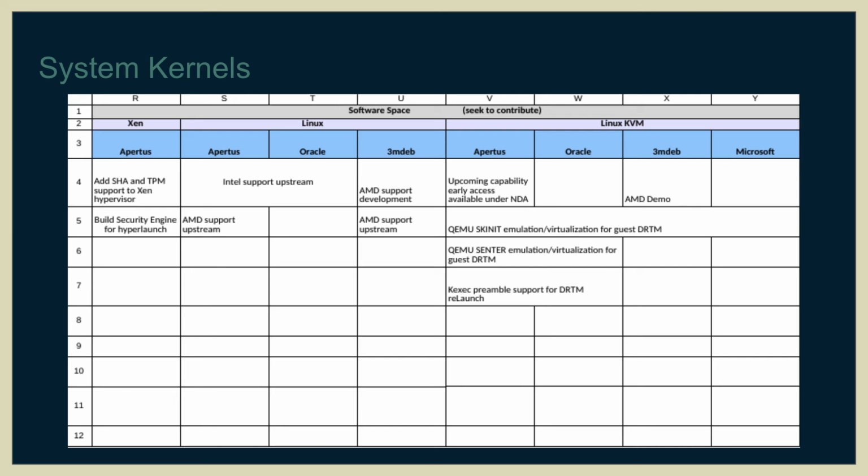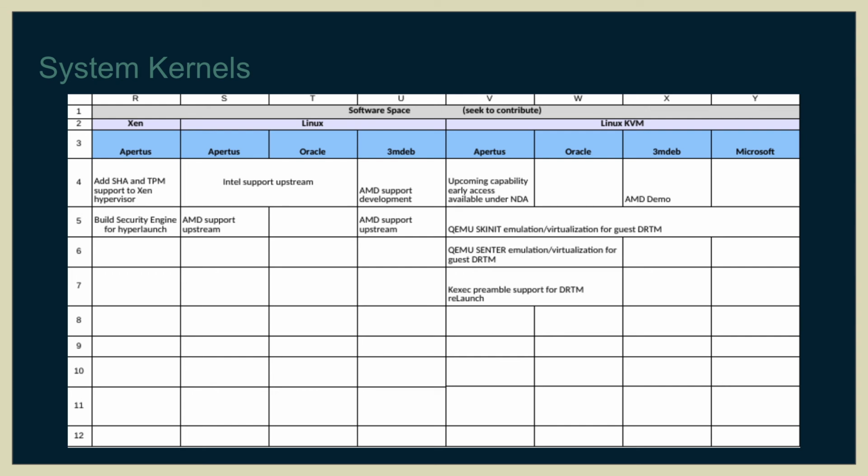For Linux, Linux was the original targeted kernel for a TrenchBoot style launch. Particularly, Oracle and Apertus have been working to upstream Intel support for DRTM into Linux. A patch set's been submitted. We've had some reviews. We have comments. We're working through those comments. And hopefully we'll have a revision of the patch set back out and deal with the next set of comments, or hopefully it will be merged.